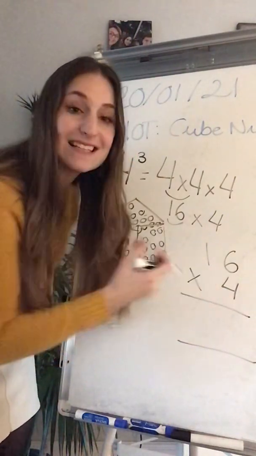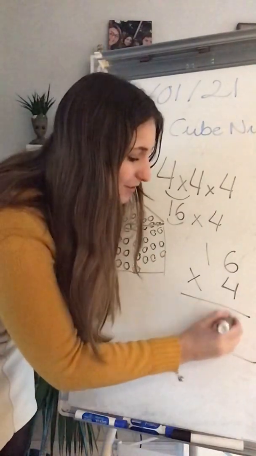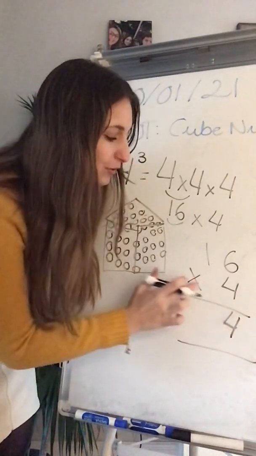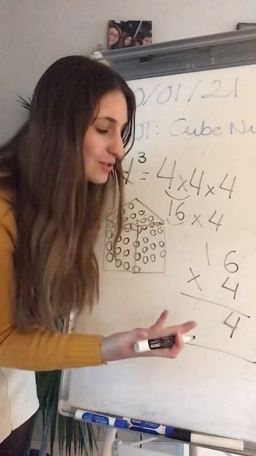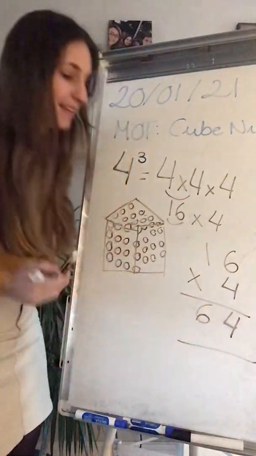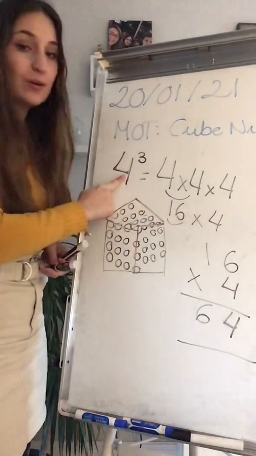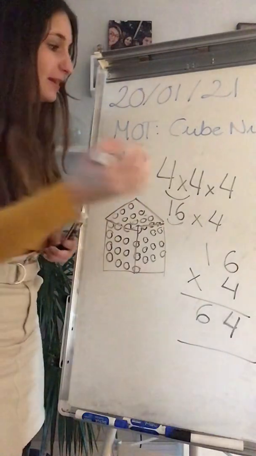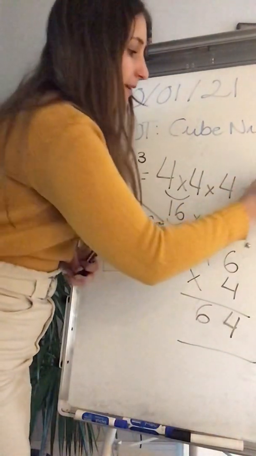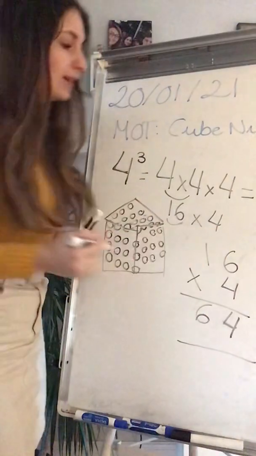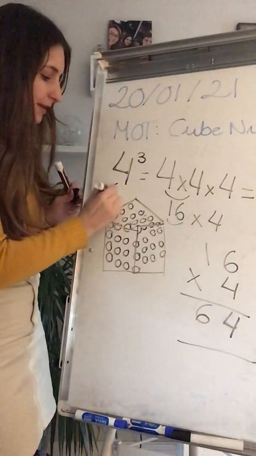4 times 6 is 24. I carry 2. 4 times 1 is 4 and 2 is 6. So 4 cube will be 64. Okay? 4 cube will be 64.